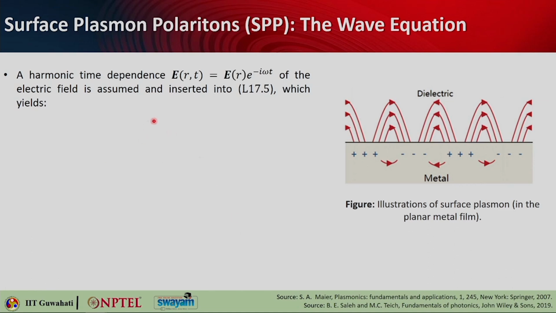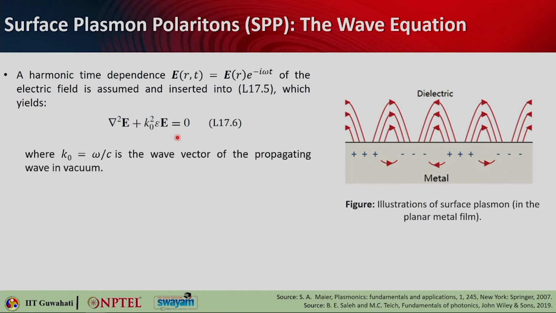We can assume a time harmonic electric field E(r,t), which you can describe as E(r) exponential minus i omega t. If you put that into the wave equation, it looks like del square E plus k naught square epsilon E equals 0. So, what is k naught? That is omega by c. k naught is the wave vector of the propagating wave in vacuum. This equation we have seen before, this is nothing but the Helmholtz equation, right.